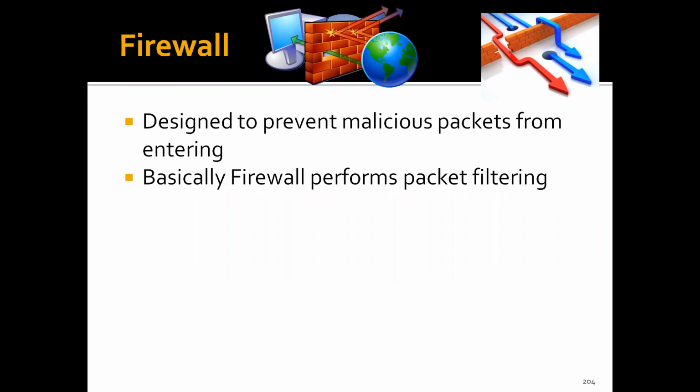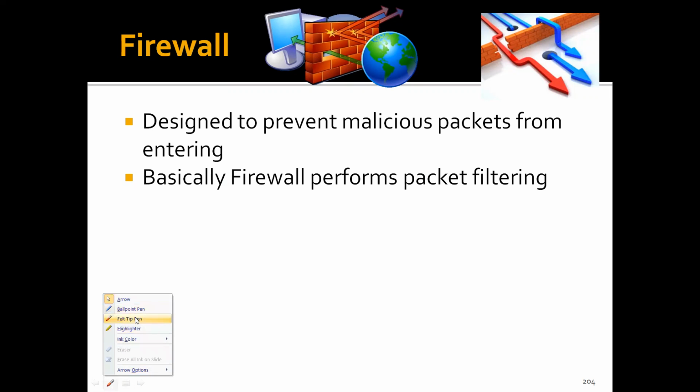Firewall. A firewall protects a host by restricting network connections. It allows good packets to transfer and blocks bad packets. It is designed to prevent malicious packets from entering. Basically, a firewall performs packet filtering.